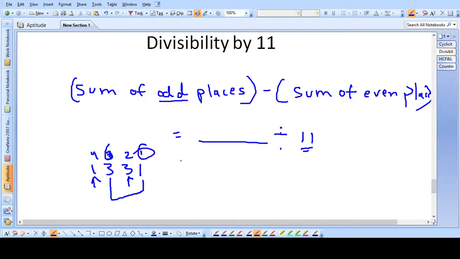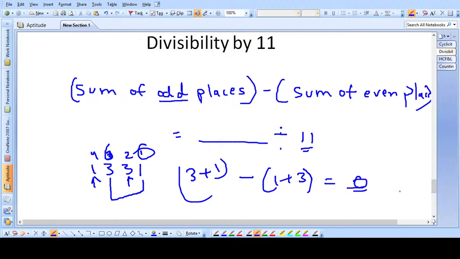Take the sum of the odd places, so 3 plus 1. And take the sum of the numbers which are in even places, so these are 1 plus 3. And the difference between them is 0. So what is the condition? It should be either divisible by 11 or it can be 0 also, then we will say that this number 1331 is divisible by 11.